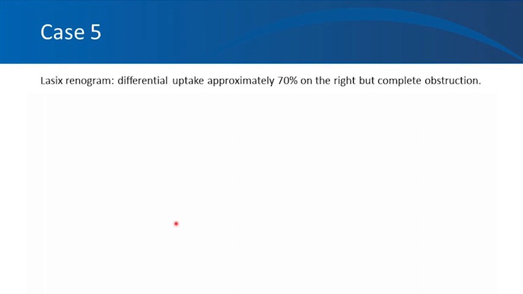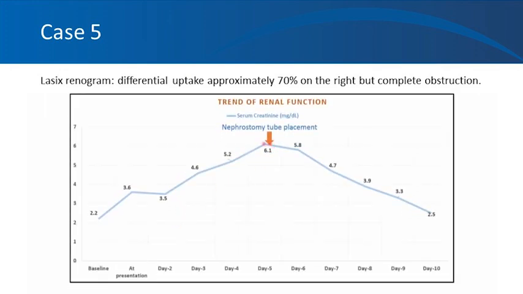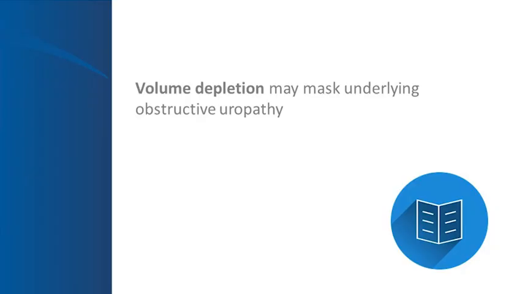And a right nephrostomy tube was placed by urology, and look at the creatinine trend. The creatinine was around 6.1 when the tube was placed, and over the next few days it trended down to around 2.5, pretty much close to his baseline. The take-home point from this case is that volume depletion may mask underlying obstructive uropathy.